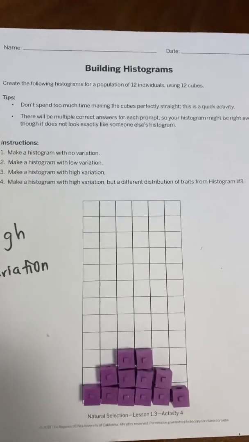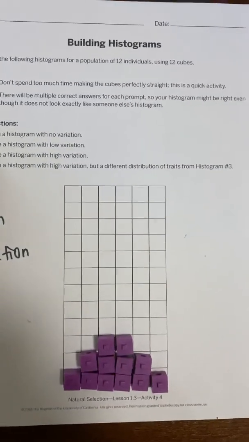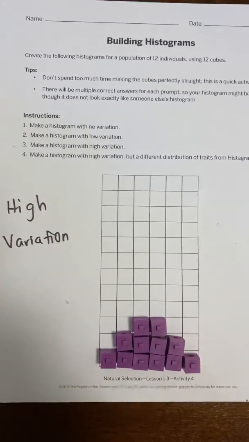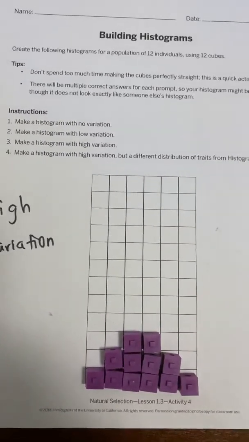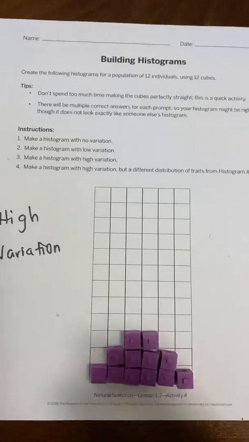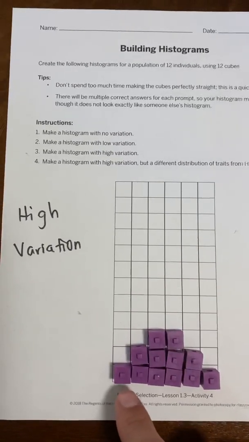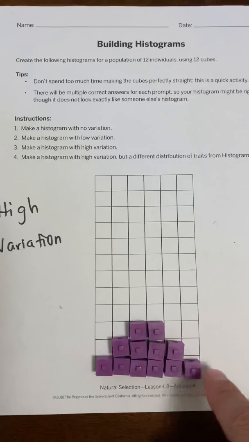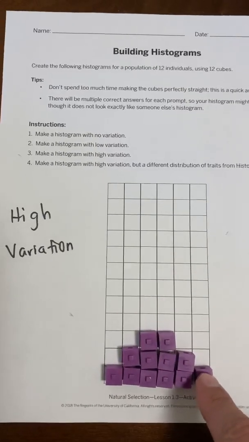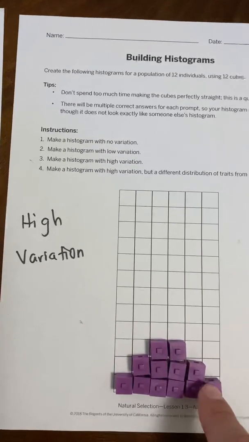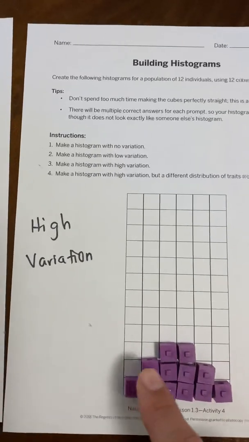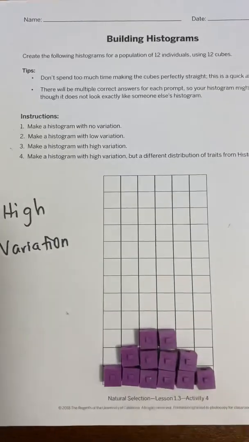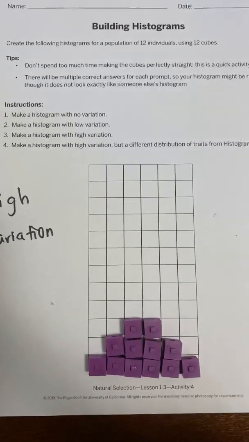So the next one, number 3, is to make a histogram with a high variation. And so I chose to do sort of a bell-shaped distribution, where it's a high variation in all of them, but it's distributed where there's a smaller amount on the side and we increase as we go in the middle. So it creates this sort of bell curve is what we'd call it. This is called a normal distribution.